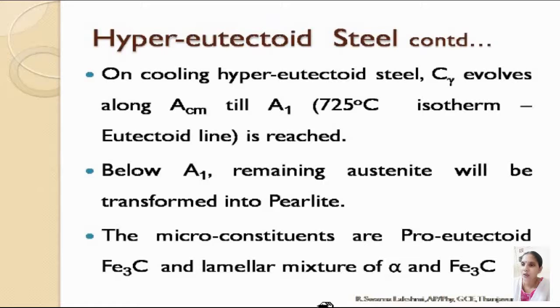What is a eutectoid steel? How does the eutectoid reaction occur in a eutectoid phase diagram? And how does the microconstituent evolve in a eutectoid reaction? You must also be able to differentiate between hypo-eutectoid steel and hyper-eutectoid steel, and also explain their microstructure evolution based on the phase diagrams.